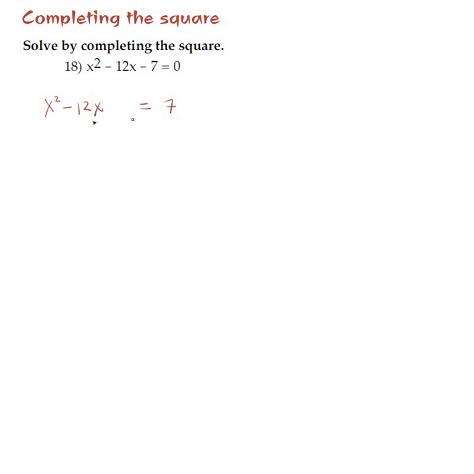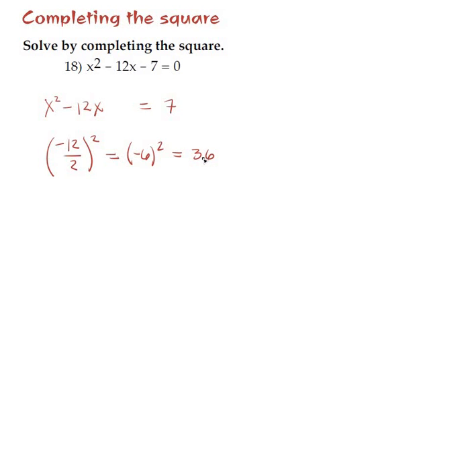Right? Then, next step, we look at the middle term, negative 12. We take this 12 and divide it by 2, and then that number we square. So the process is always the same: take the middle term, divide it by 2, and square it. So this is going to be what? Negative 6 squared is equal to positive 36.